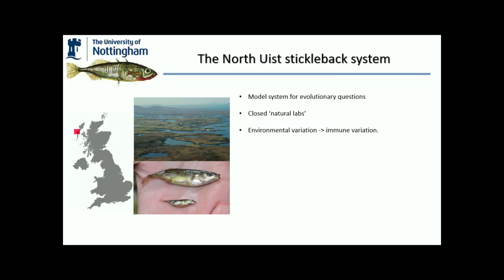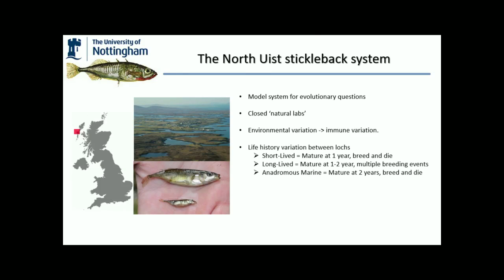With all this environmental variation, we see good immune variation between fish from different lochs, and we also have life history variation as well. We have populations that are annual, short-lived, and longer-lived populations. We also have anadromous marine fish which come inland to breed, and these represent the ancestral morph.